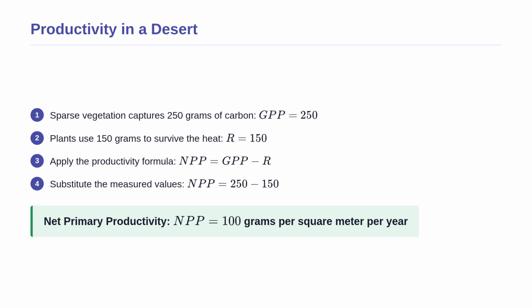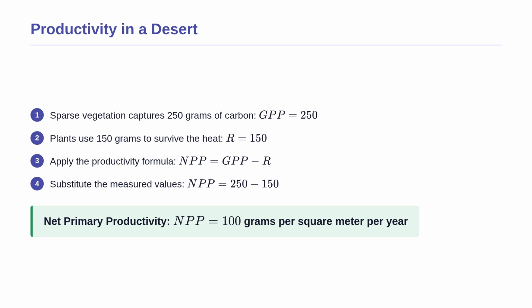Now, let us compare that rainforest to a harsh, dry desert ecosystem using the exact same mathematical approach. In the desert, the sparse vegetation captures only 250 grams of carbon per year. This is our new GPP. The plants must work incredibly hard to survive the extreme heat and drought, using 150 grams of carbon for cellular respiration. To find the net energy available, we plug these specific values into our equation.